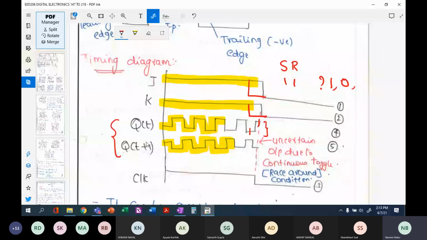Why it is a race around condition is because if you look at horse races, they will be running in different lanes throughout this particular loop. Whatever you call it, they keep on running around this circle. So you are racing around between the gates over an indefinite number of times. That is the reason we call this a race around condition.